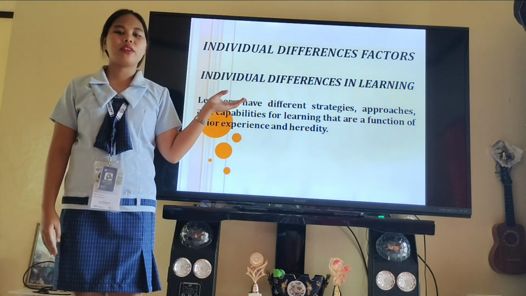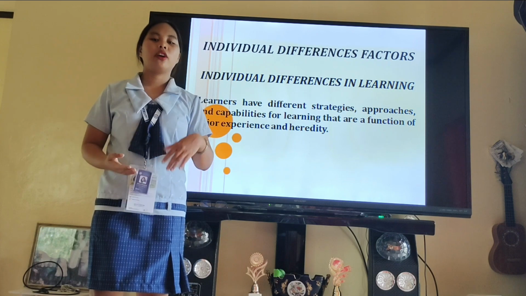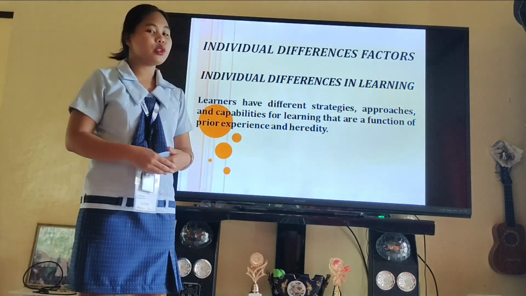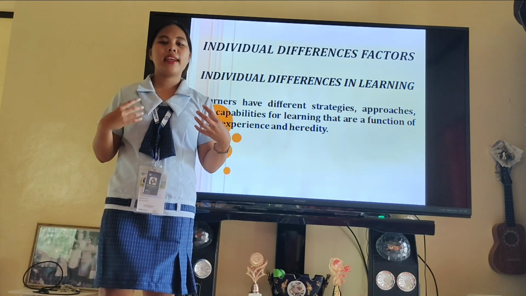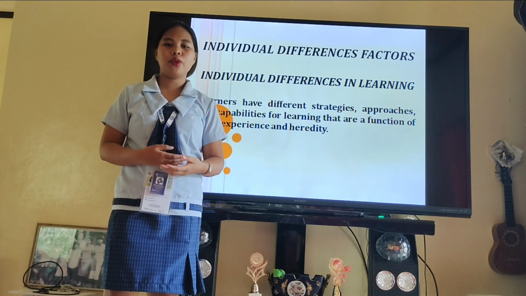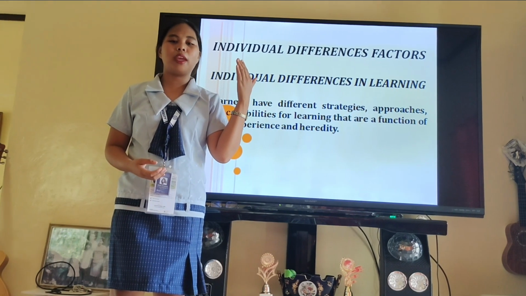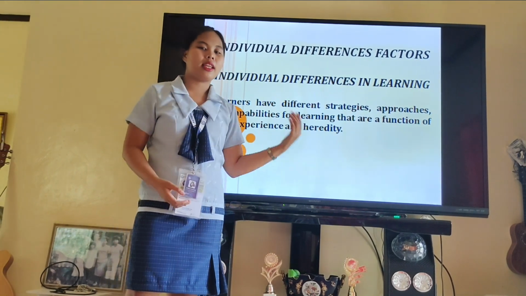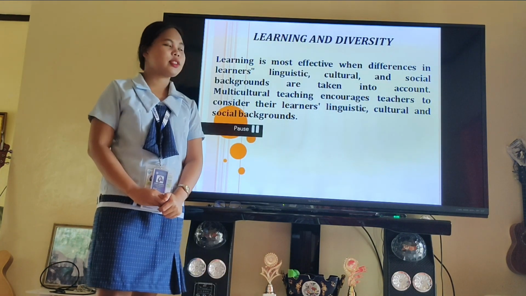So we have different strategies to conduct a specific topic or specific activities. We also have different approaches for us to be able to gain the knowledge that we wanted to know, or to answer the questions that are in our heads, for us to gain the knowledge that we all wanted. So the next one is learning and diversity.